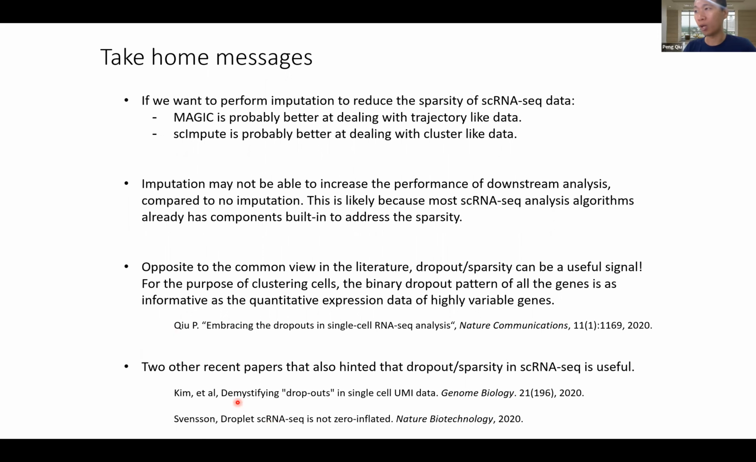So there was a Genome Biology paper that used the dropout as part of the features to do clustering. And there was a commentary saying that single cell RNA-seq may not be that zero inflated, and the zeros we see there, maybe many of them are meaningful zeros. So collectively, these 3 papers have been cited more than 300 times. So I think the message of potential utility of the sparsity is already out there. But so far, I haven't really seen many follow-up papers to further explore this idea.